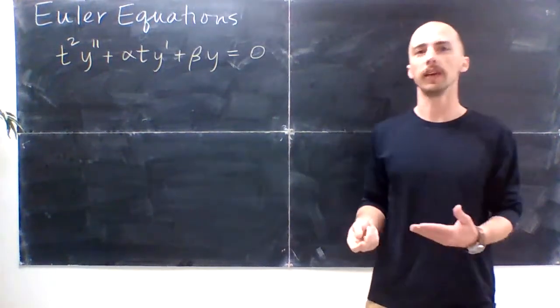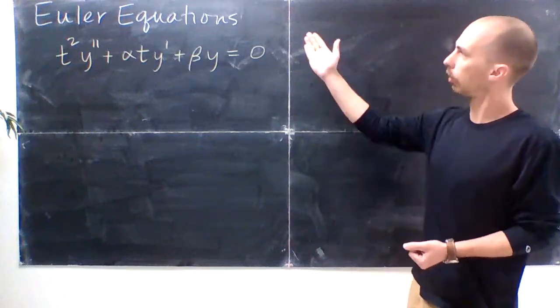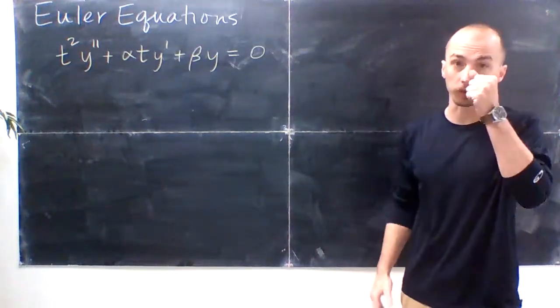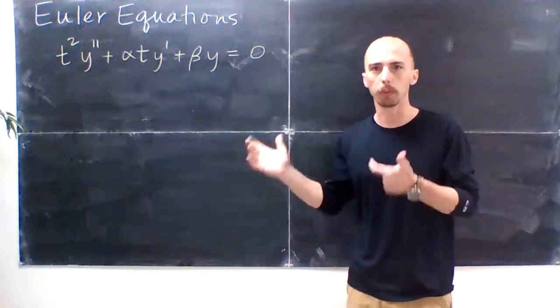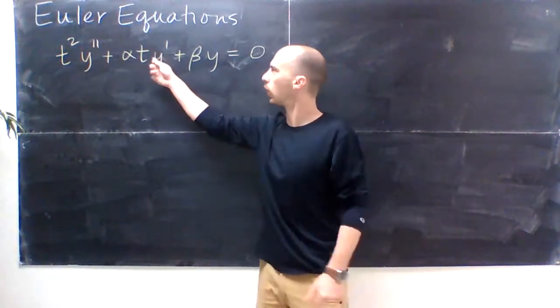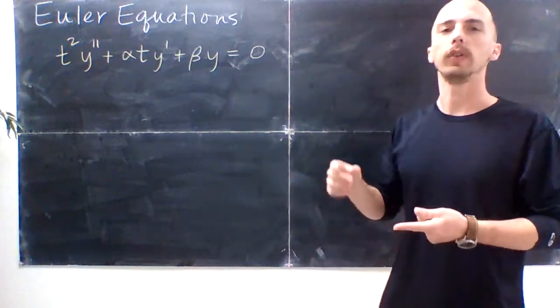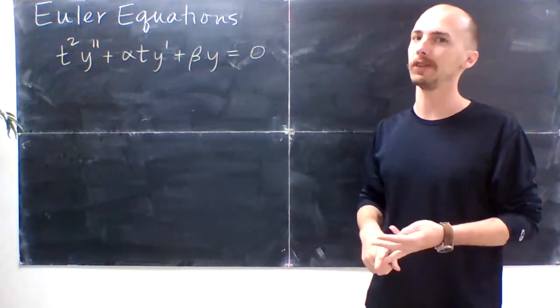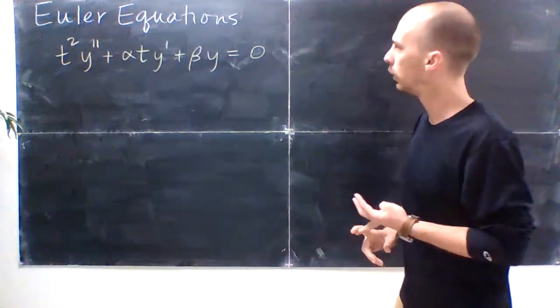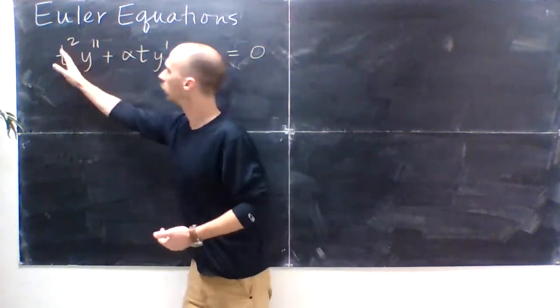I'm going to show you a technique to deal with what we're going to call Euler equations, which are equations of the form t squared y double prime plus some number of t's times y prime plus some other number of y's is equal to 0. So it's second order and linear, it's homogeneous, but it does not have constant coefficients. But it has coefficients that are very predictable.